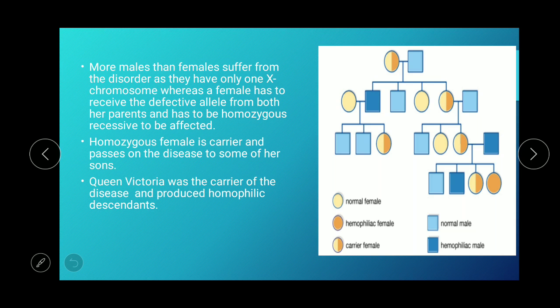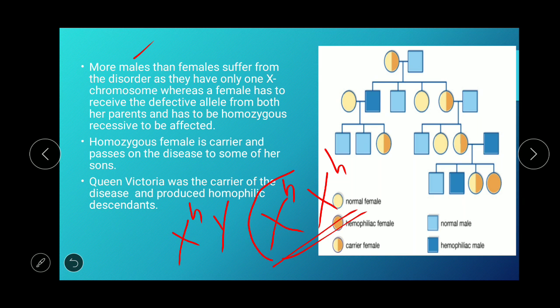So here you can see more males than females suffer from this disease. Why is it like this? If the male is affected, they will be X^H and Y, and if the female is affected, they will be X^H and X^H. So female needs 2 copies of the defective allele, and 1 copy will come from the affected or carrier female, and another copy will come from the affected parent, that is the affected father. The affected father is unviable, that means they will not be able to reproduce in the later stage of life.